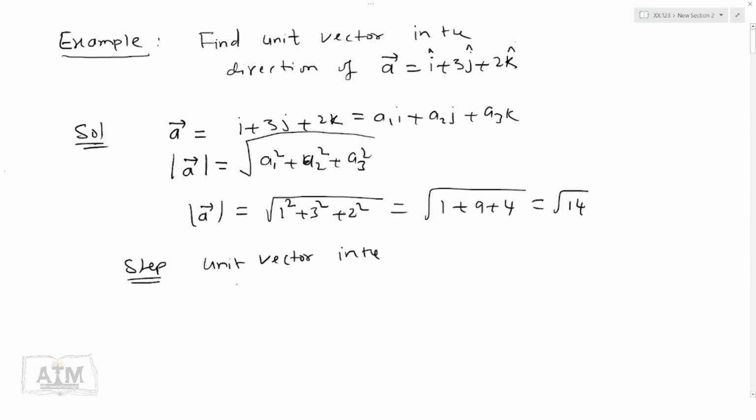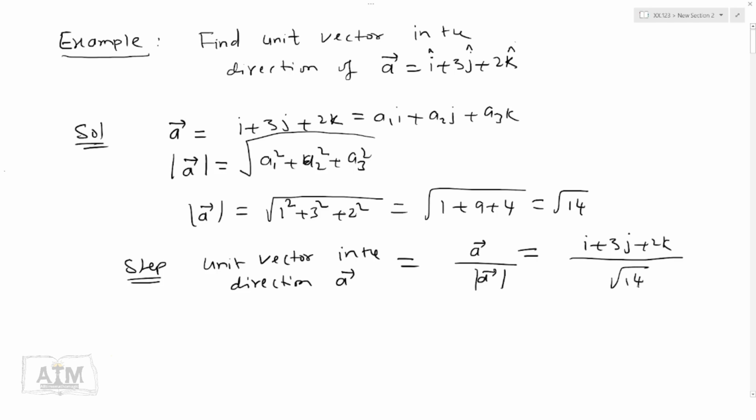Step 2: the unit vector in the direction of vector A equals vector A divided by the magnitude of vector A. So that is equal to i plus 3j plus 2k divided by the magnitude, that is the square root of 14. So that is 1 upon the square root of 14 times i plus 3j plus 2k, which is the unit vector in the direction of vector A. So this is the desired solution.